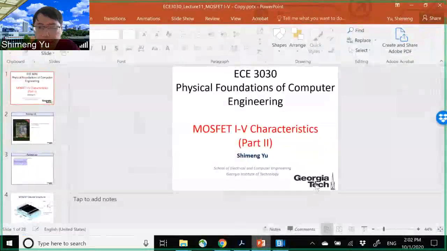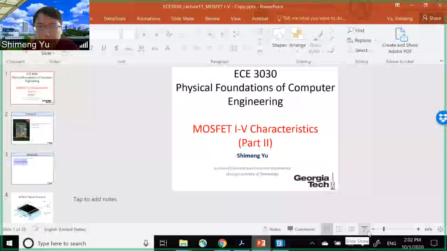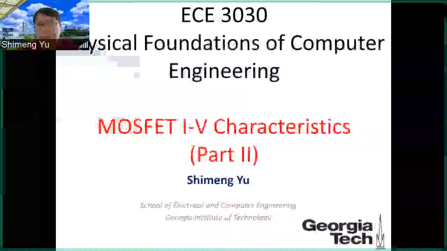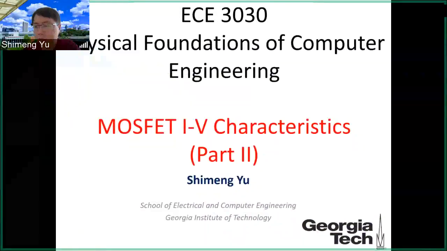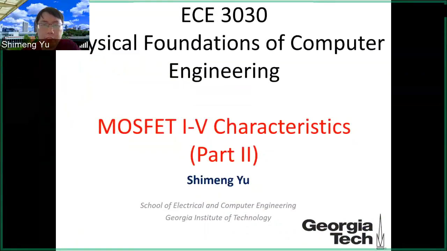Alright, so then let's get started on lecture 11. In lecture 10, we talked about the subthreshold region, but today we're going to go back to the saturation and the linear region of the transistor. So we're going to have further discussions on the IV characteristics. This is like a part 2 of the MOSFET IV, and we are going to continue our discussions from lecture 9 and 10.